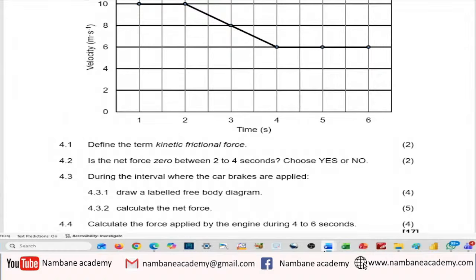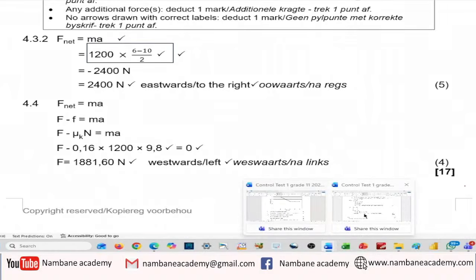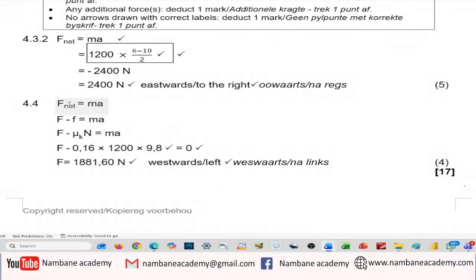Then to calculate the force applied, we'll say F net is equals to MA, the kinetic frictional force will be acting on the object and obviously the force from the engine. But because for that period, the object is moving at constant velocity of 6, then the acceleration will be 0. So we'll have F net being equal to 0, hence the 0 on this side.